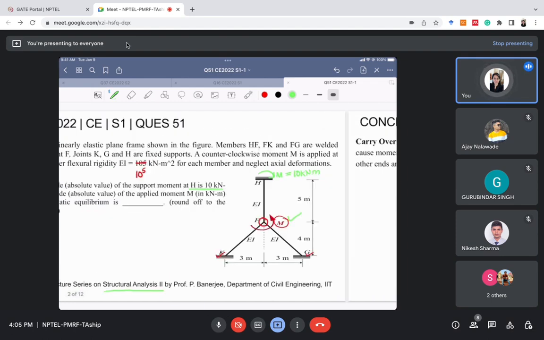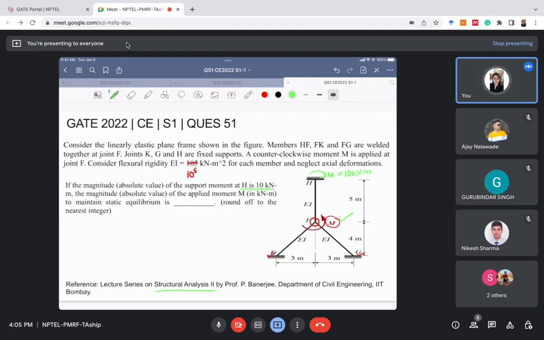I hope the problem is understood. I'll tell you again. In this problem, there's a frame carrying members FH, FG, and FK. There is an applied moment M as shown here. The value of this applied moment we need to find out. The given thing is the moment at H, which is 10 kilonewton meter. The moment at H is given and we need to find the value of the applied moment.